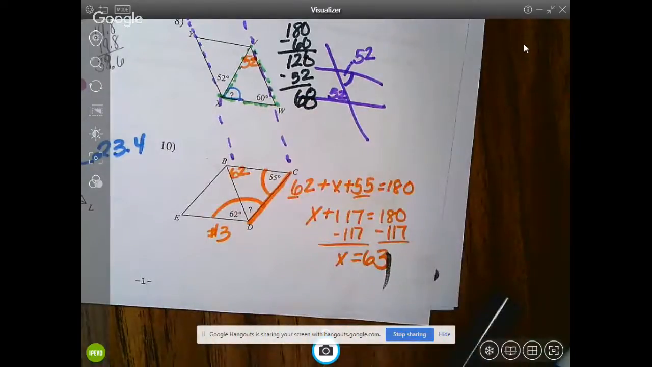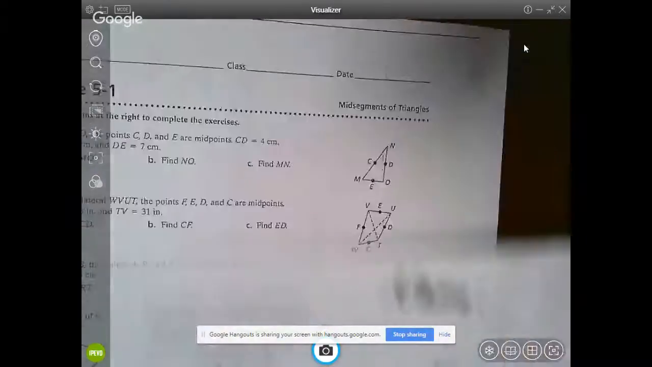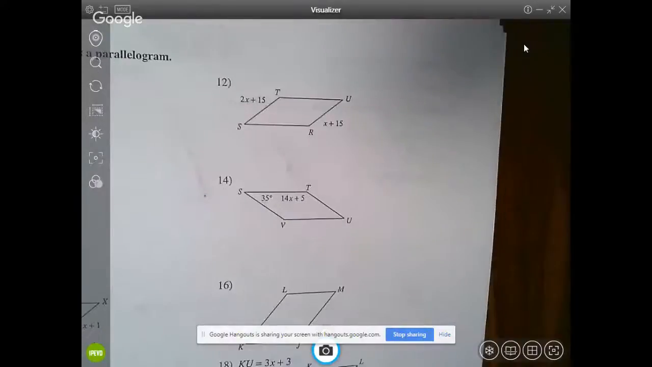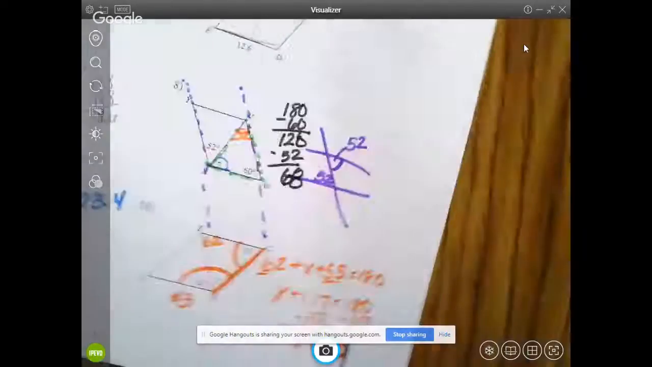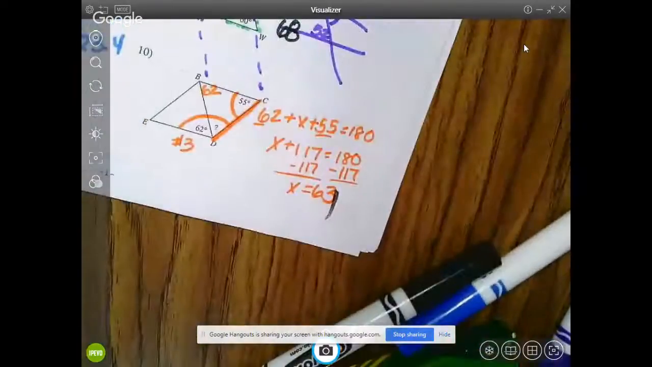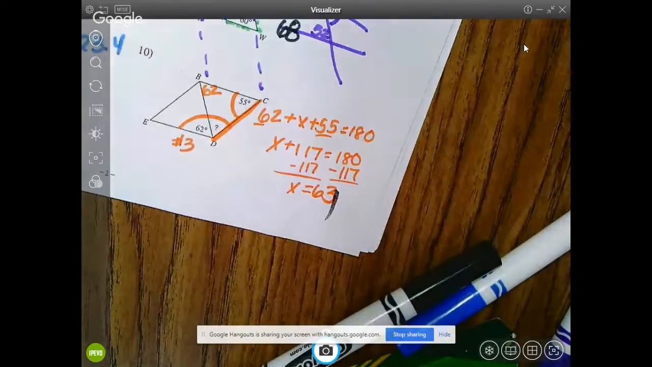We good? Now we're going to go to the challenging one. Yay! Flip the page. You gotta have a group. What number? After we finish the parallelogram, both sides, we can take a break.